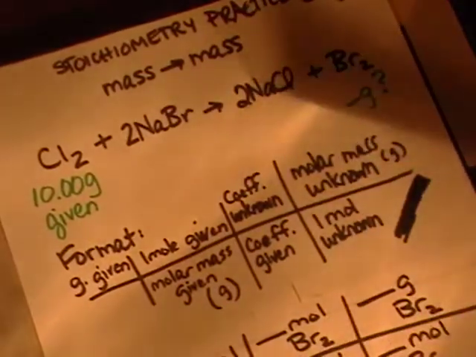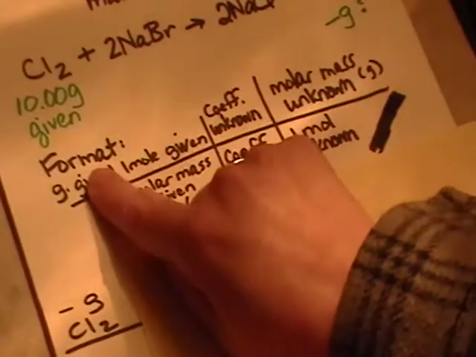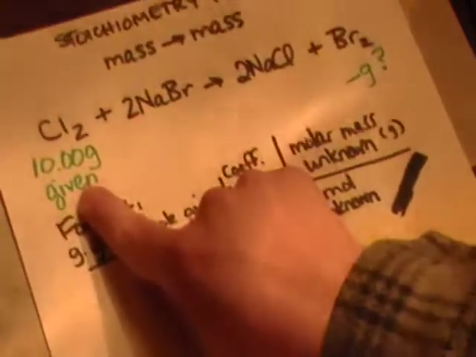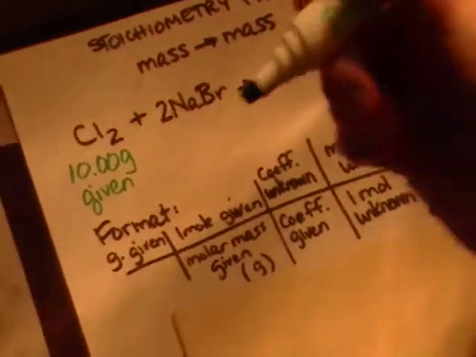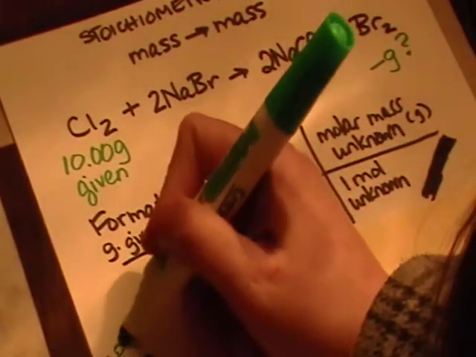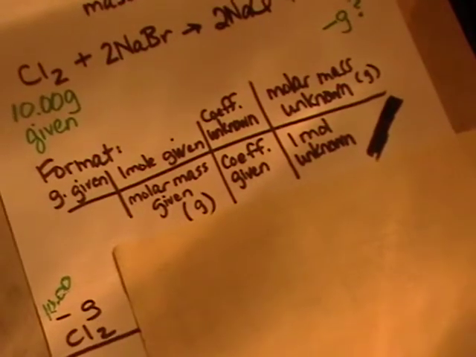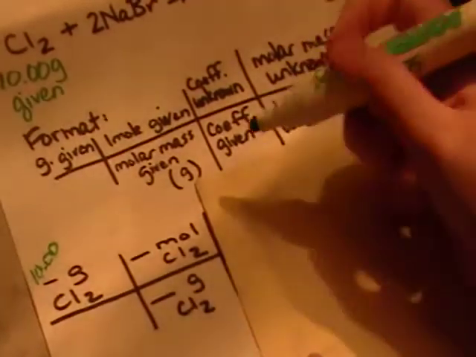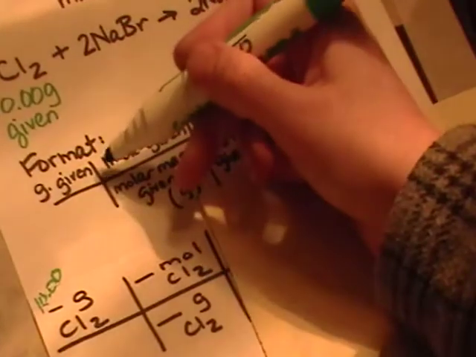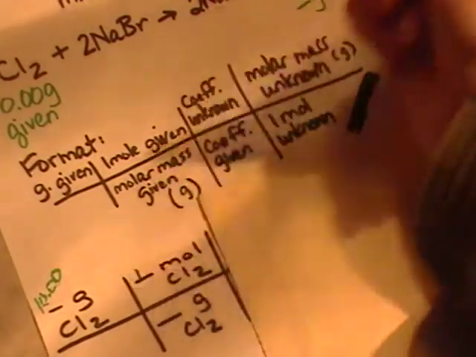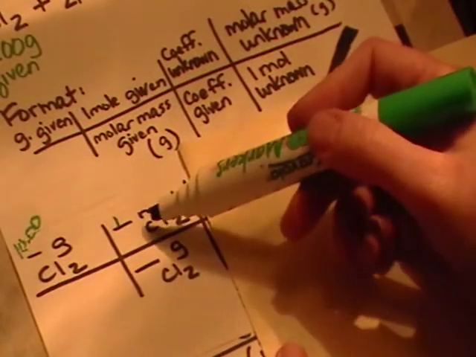Now let's go ahead and apply it to this particular problem. First thing we need are the grams given. So the given is 10.00 grams of chlorine, so I'm going to go ahead and write 10.00 grams of chlorine. Next thing, I have to determine the molar mass of my chlorine. So I'm going to say I have 1 mole of the given, so I'm going to put 1 mole right there. Then I need to determine how many grams of chlorine are in 1 mole.